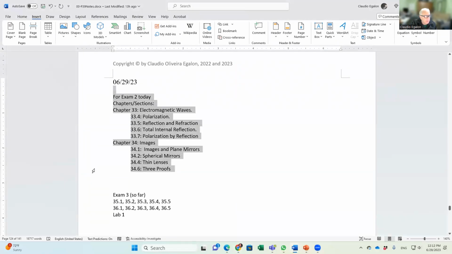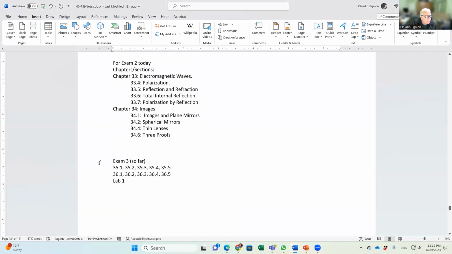So that's the material for exam 2, and that's the material for exam 3. Maybe we're going to add some chapters today. For the title of the labs, please use the following format, both for the spreadsheet and the Word document.